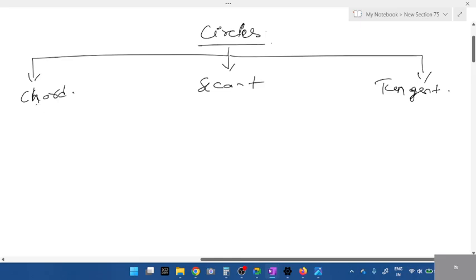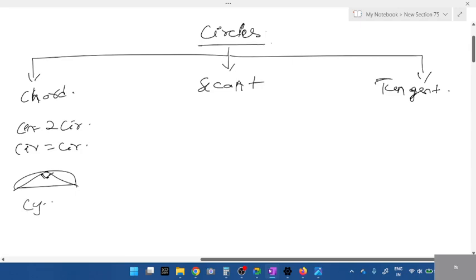Okay, in chord, all the different concepts we have done. Same thing, secant and tangent. In chord, what are the properties we have? All of you respond. Yes, the angle at the center is equal to twice the angle at the circumference. Then angle formed in a semicircle is how much? 90 degrees. This is one concept.